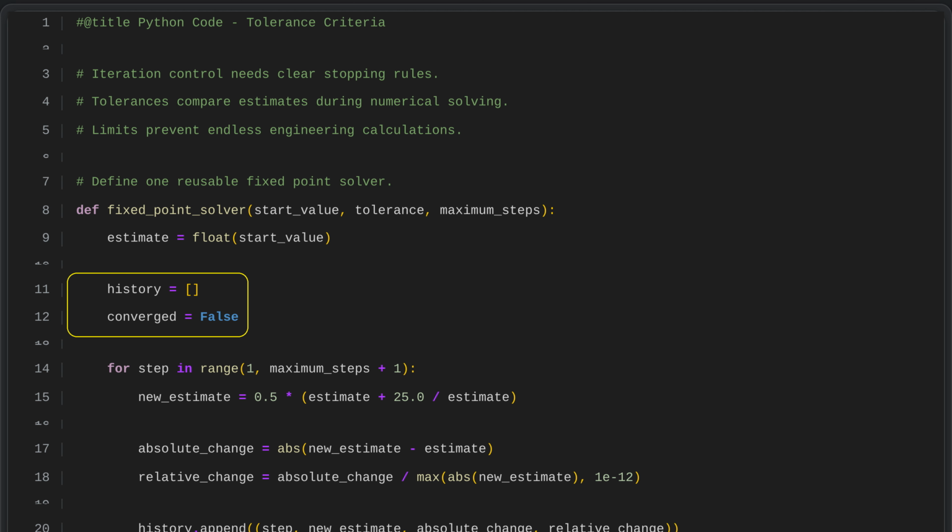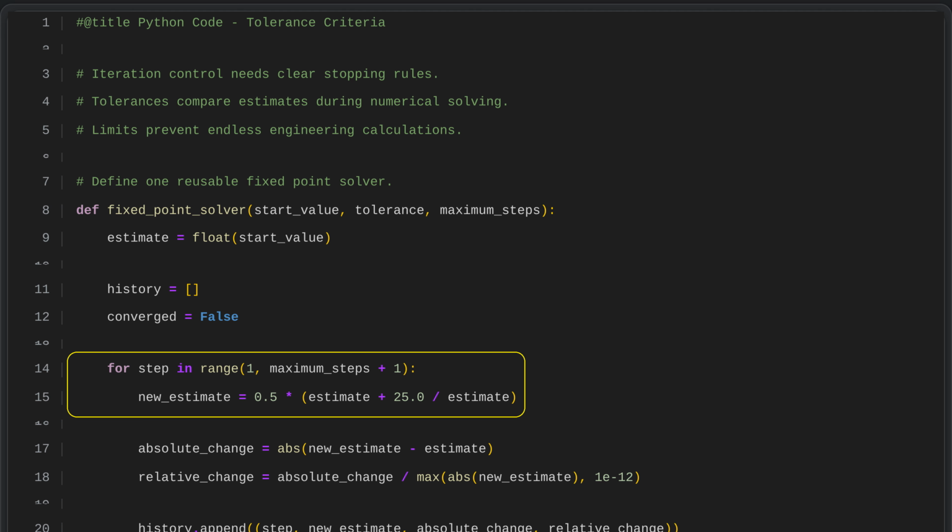The solver begins by creating a record of iteration progress, including each step's estimate and value changes. It also sets a convergence flag to false, showing that the required tolerance has not yet been met because the iteration process has not started.